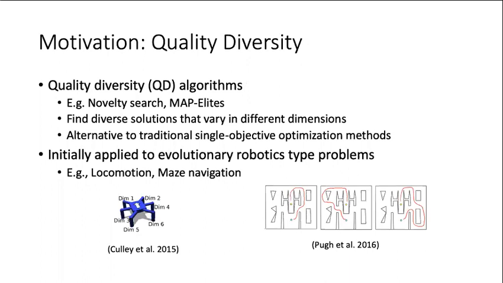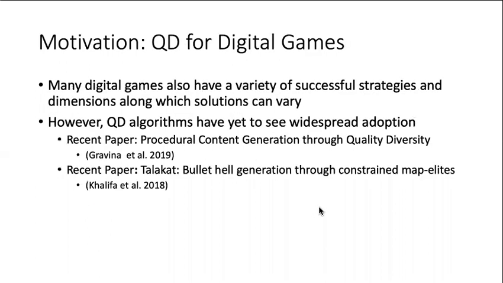Well, even though it was originally proposed in 2015, and it was originally used for things like robot locomotion and maze navigation, and even though digital games have a variety of successful strategies and dimensions along which these solutions can vary, we looked just at Hearthstone, but you can imagine many more, we haven't really seen an explosion yet of quality diversity algorithms.